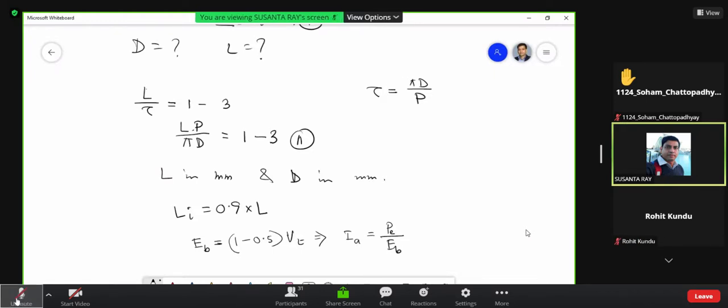Now from this gross length L, you have to find out the net iron length Li, and then the back EMF, which is 95% of the terminal voltage, assuming 5% as the voltage drop across the armature resistance, and from that you can calculate the armature current. Sir, in the expression won't it be 0.05, since it is 5%? Yes, correct. So I missed that. So it will be 1 minus 0.05.